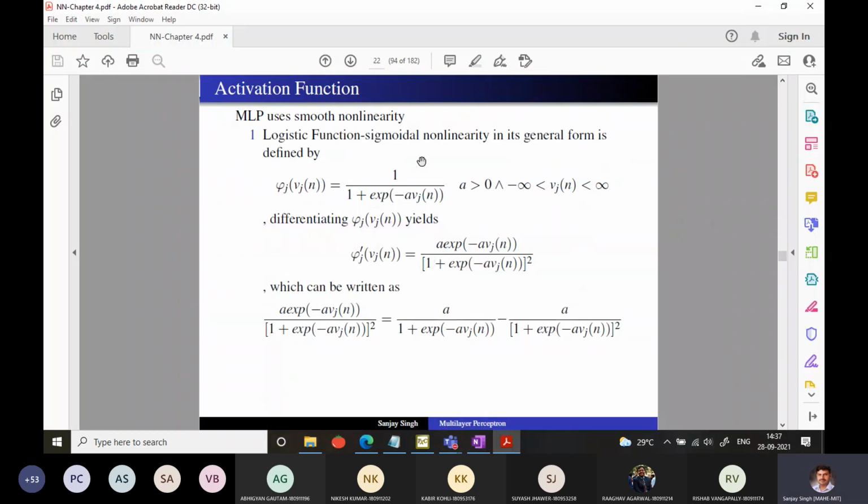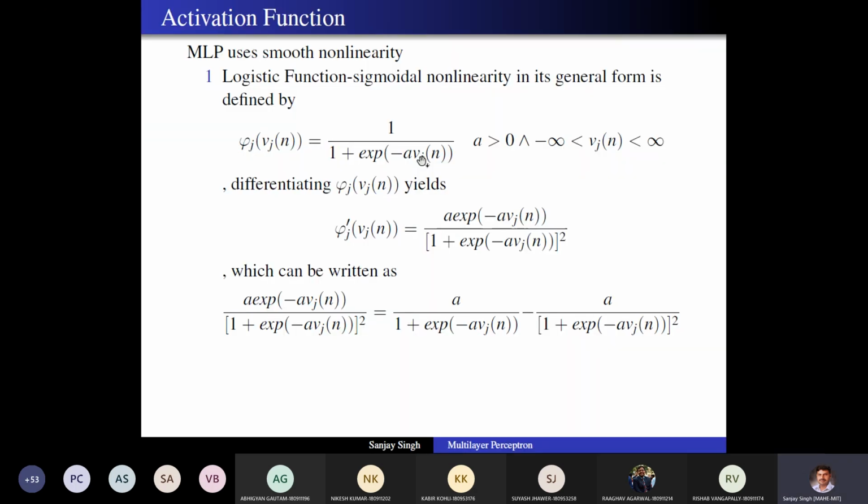Here I'm talking in reference to the notations which we have assumed. That's why it looks a bit complicated, but otherwise it's very simple. Phi j has as its argument the local induced field. It is 1 over 1 plus e exponential minus a vj, where a is some constant greater than 0, and vj can be any value from minus infinity to plus infinity. It can be a negative or positive value, it doesn't matter. It depends on the weights and the inputs.